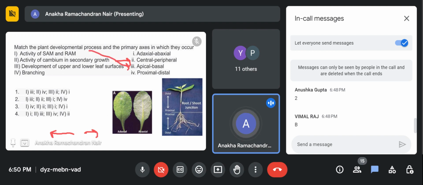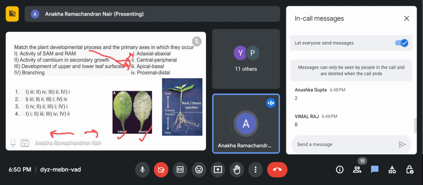The third one was development of upper and lower leaf surfaces. The upper and lower leaf surfaces are different physiologically itself, okay? And that happens in the axis called adaxial and abaxial. So any leaf top surface is called adaxial, okay? And its bottom surface is called abaxial. So the correct answer for that is adaxial and abaxial.